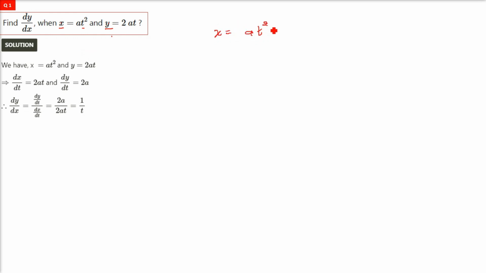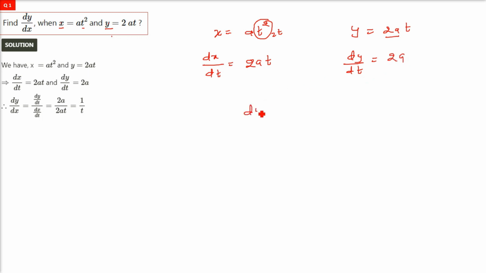x is equal to at square, y is equal to 2at. So we will differentiate this x with respect to t. dx by dt: since we are differentiating t square, it will be 2t, so it will be 2at. Now dy by dt is going to be 2a, since the differentiation of t is 1, so we get 2a.